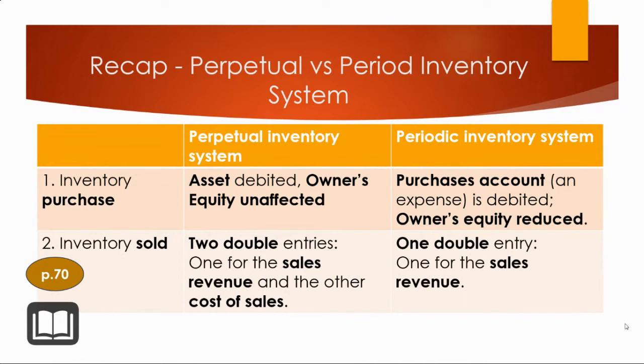Whereas under the periodic inventory system, we debit either bank or debtors control, and we credit the sales account. You see that we do not account for the cost of sales under the periodic inventory system when we sell inventory, because we only record the cost of sales at year end when we've done the physical stock take.